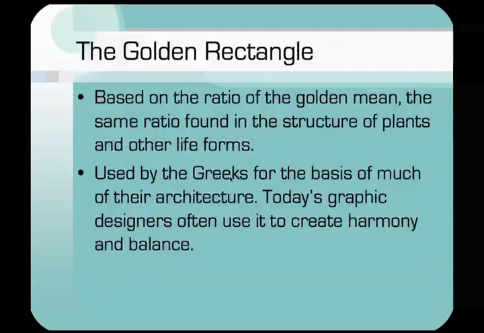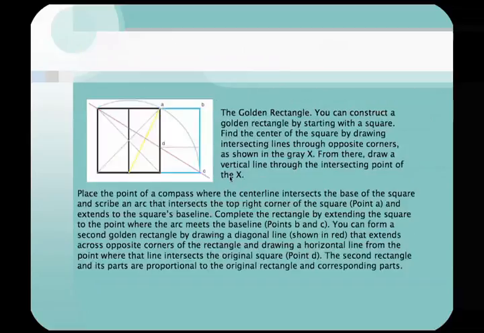Now, the golden rectangle has been around since the Greeks, forever, and it's based on the ratio of the golden mean, the same ratio found in the structure of plants and other life forms. In other words, it's a structure or a ratio that we're comfortable with. It's a ratio that we are ingrained with. It's our world around us as far as natural life and other life forms. This golden rectangle was used by the Greeks for the basis of much of their architecture. Today's graphic designers often use it to create harmony and balance. Again, humans seek out something that they're familiar with when they're looking at designs. They're looking for that familiarity.